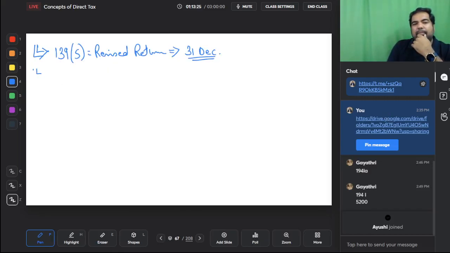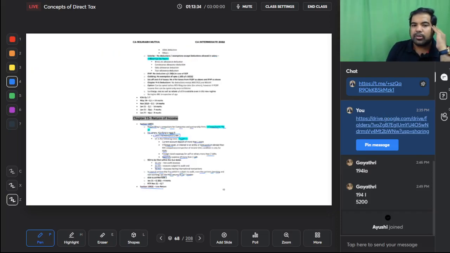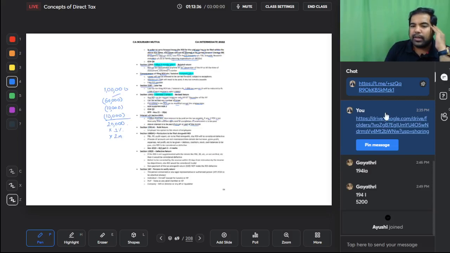Can I file bulk returns? Yes. The Income Tax Department and the Income Tax Act has a section for bulk return. Generally, employers use this bulk return option under 139(1)(a).